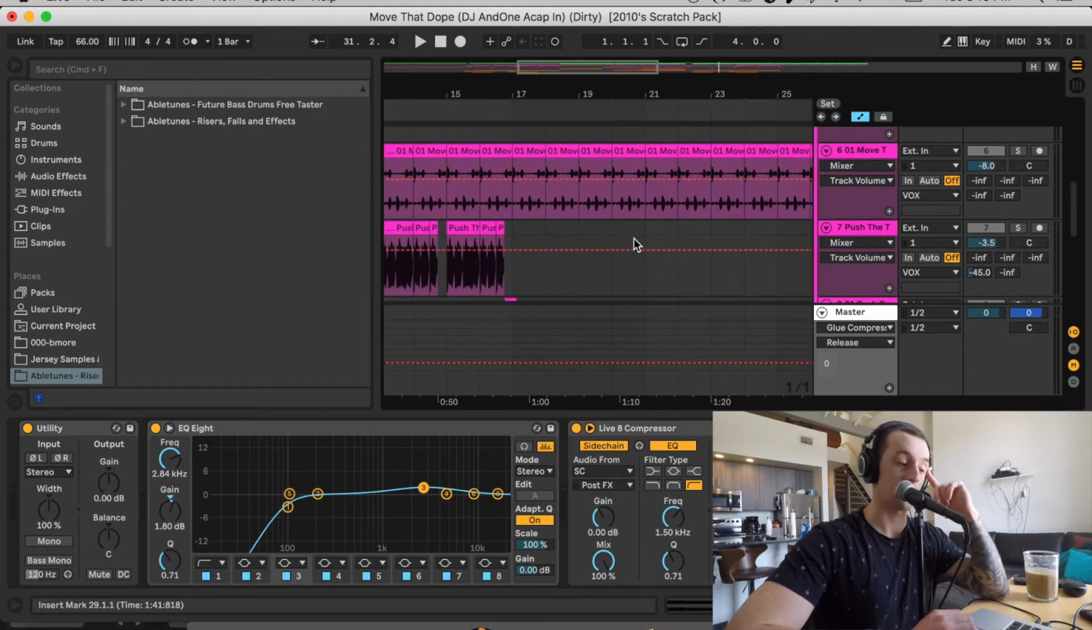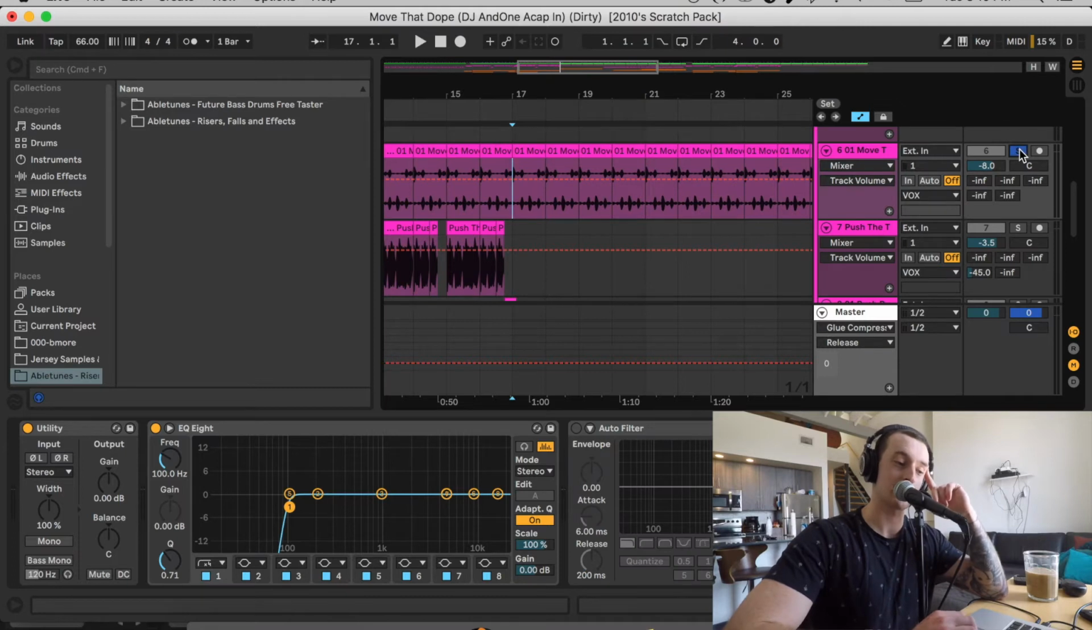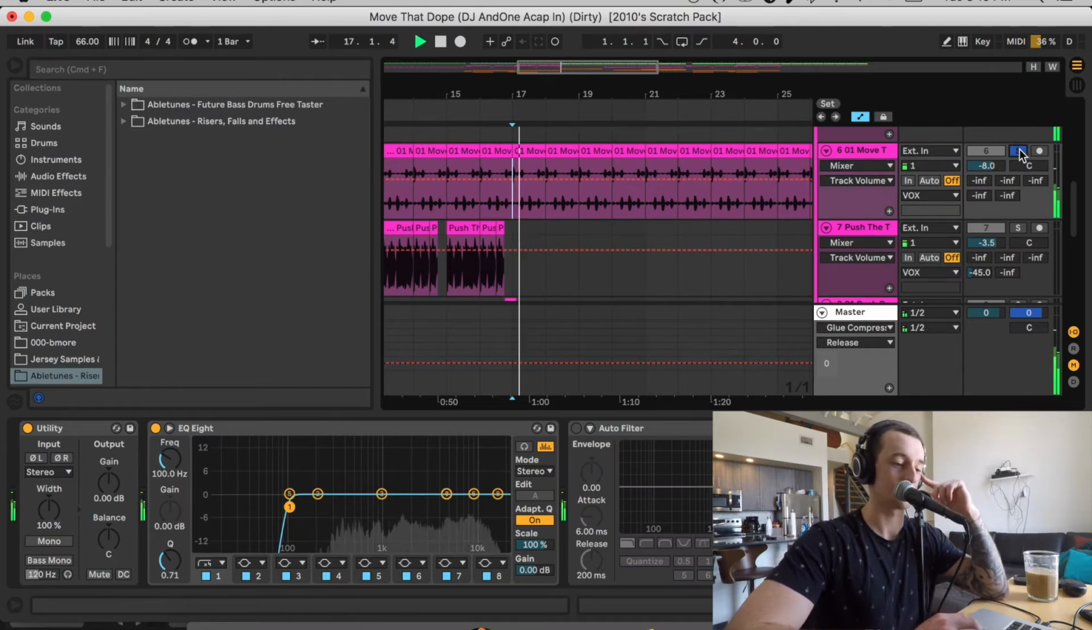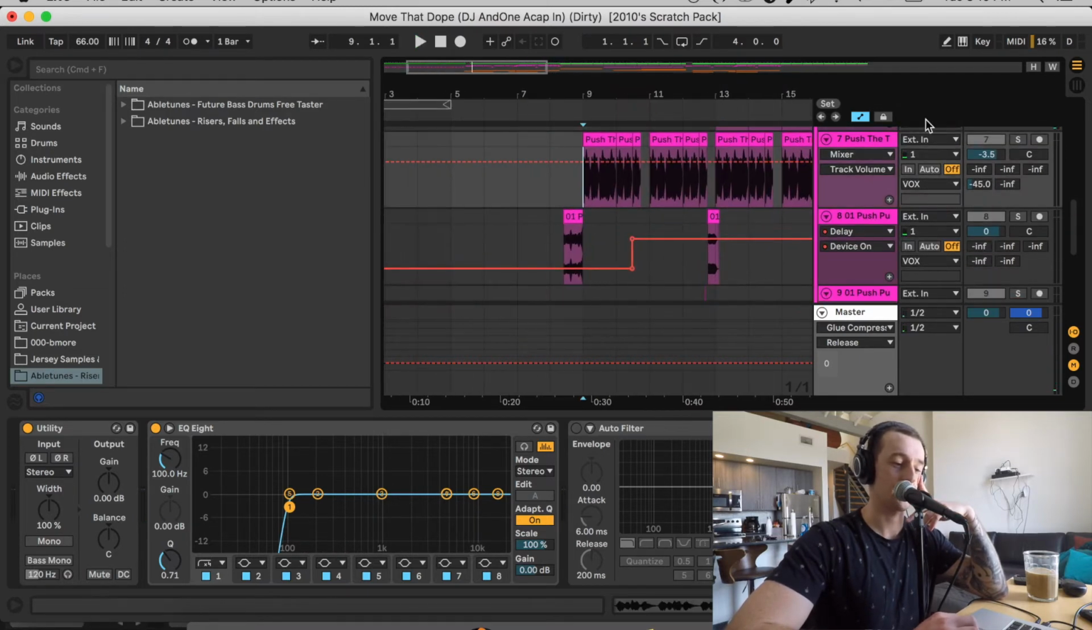And then here are all my vocal samples. I actually used the background ad-lib from Move That Dope. So, push it, push it. And then I think this was a Fatboy Slim vocal that I also grabbed. Push the tempo, push the tempo.